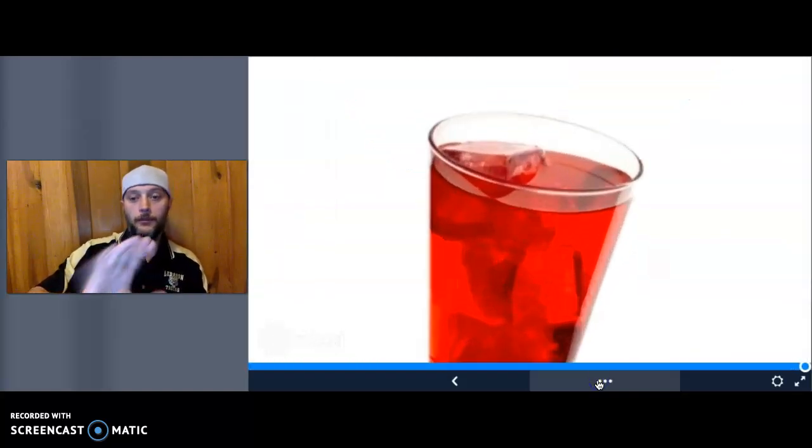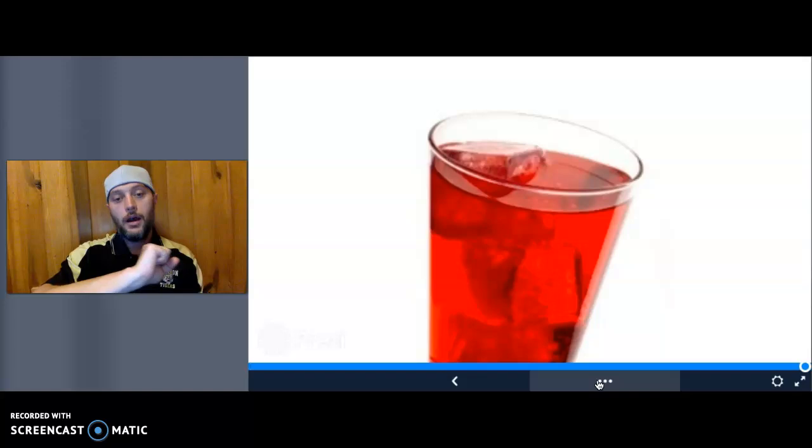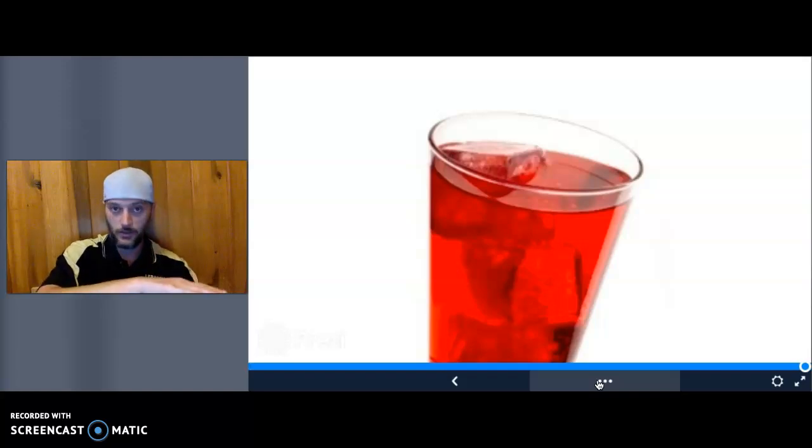So this is the recap slide. Remember, solubility is all about dissolvability. If something has a high solubility, then that means that a lot of something can dissolve into it. If it has a low solubility, not very much can dissolve.